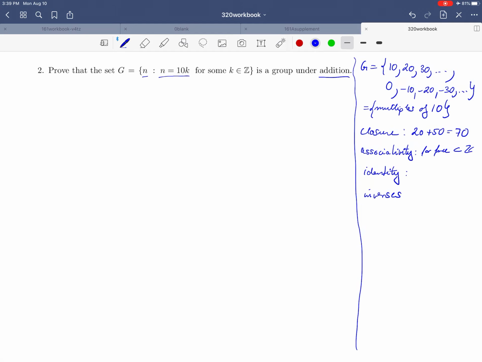Do we have an identity? Indeed we do. It's 0. We listed it. And adding 0 to anything else in our set will leave the other elements alone. So looks like 0 is the identity. Do we have inverses? Let's see. Here we have 10 and we have minus 10. Adding those two will give us 0. And same with 20 and minus 20, and 30 and minus 30. So the way we listed our group elements, it really looks like we have inverses. They come in pairs.